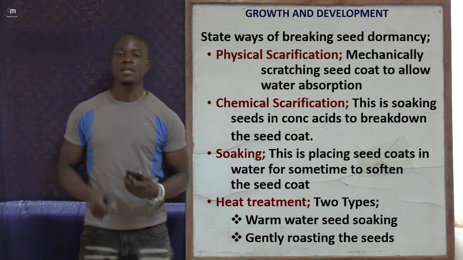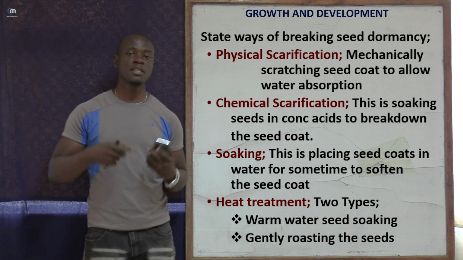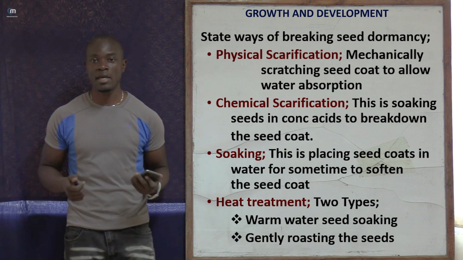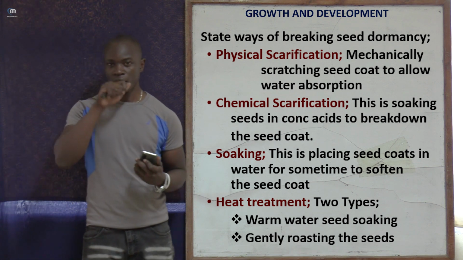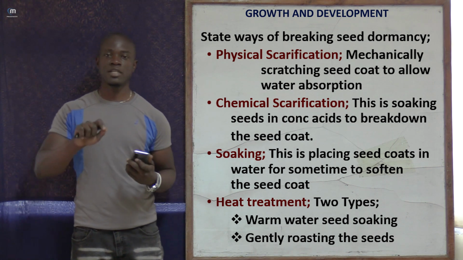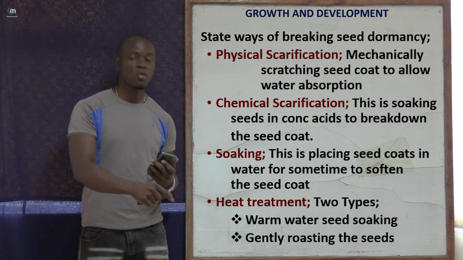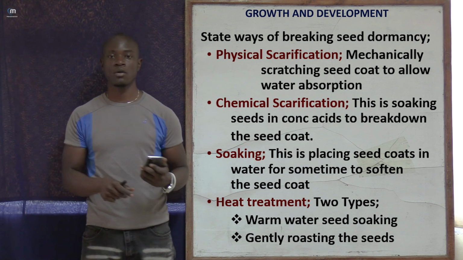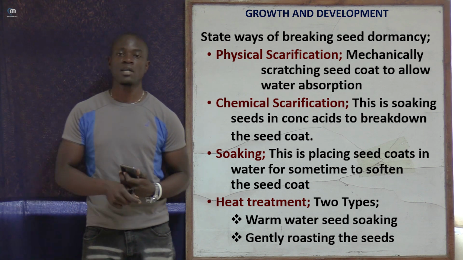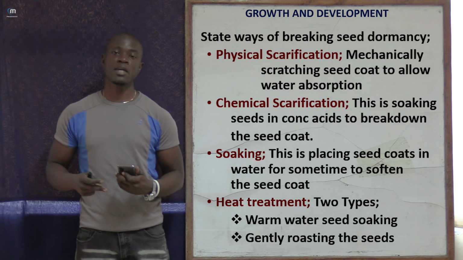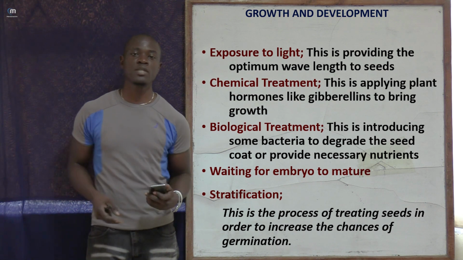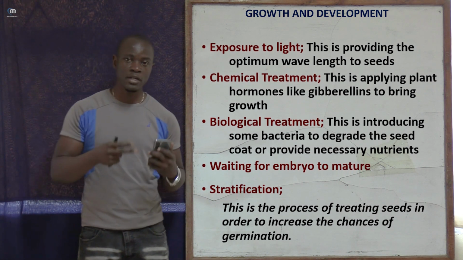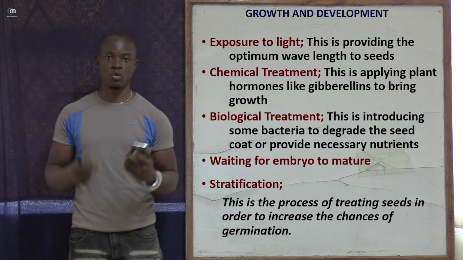So apart from that, the other one is gently roasting the seeds in open air in order to break the seed coat. So remember, it is not the hard roasting, but you are gently roasting the seeds for some time, roasting one side and then another, in order to break the seed coat. And then when the seed coat is broken, again, remember, water is going to penetrate through and hydrolyze the food in the cotyledons. The embryo will use this hydrolyzed food and then begin to grow.